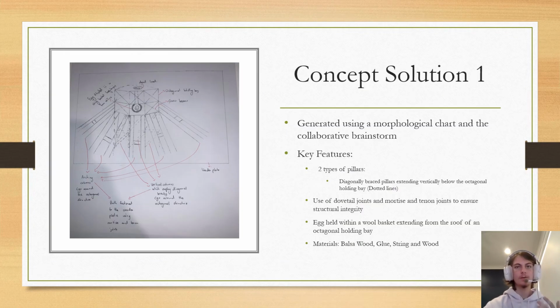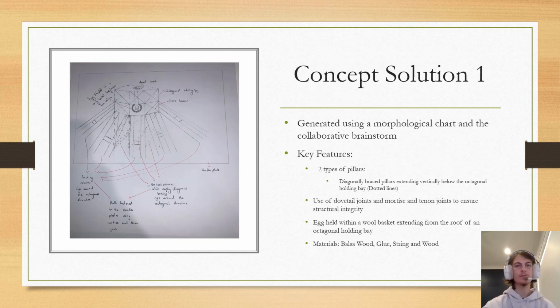After consulting the group brainstorm and constructing a morphological chart as shown on the slide before, concept solution 1 was produced. Its primary feature is an octagonal holding bay made of cross-linked walls. Within this holding bay, a string and wool container hangs from the roof, holding Humpty Dumpty. This bay is then held up by vertical columns which are diagonally braced. This increases the resistance to collision while conserving weight, as diagonal bracing requires the least amount of beams.